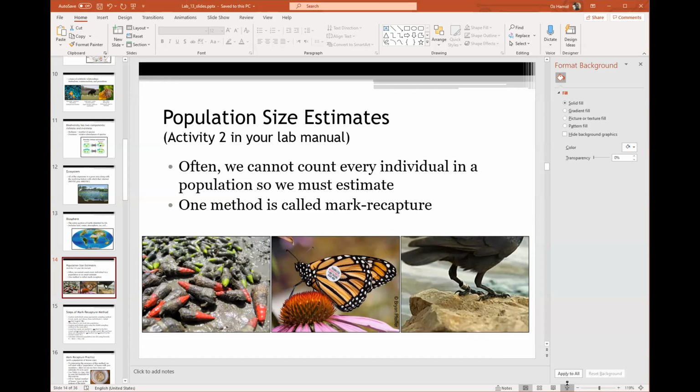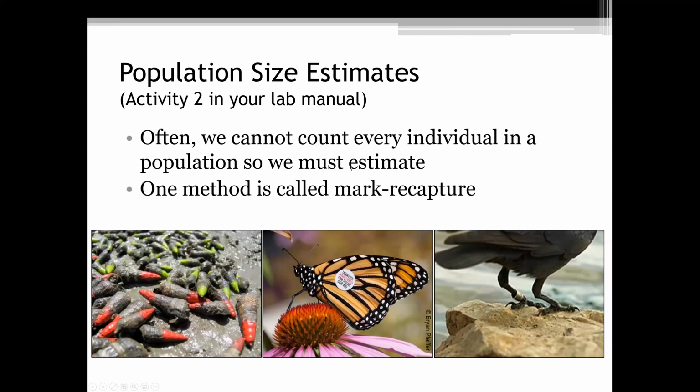So here we're going to be looking at population size estimates. And like I said previously, we're going to be using the mark and recapture method, also sometimes referred to as the capture, mark, recapture method. As you can imagine, we often cannot count every individual in a population, so we must come up with an estimate. When you do this, you will go and capture the species or organisms that you're interested in, and you will mark them as shown here.